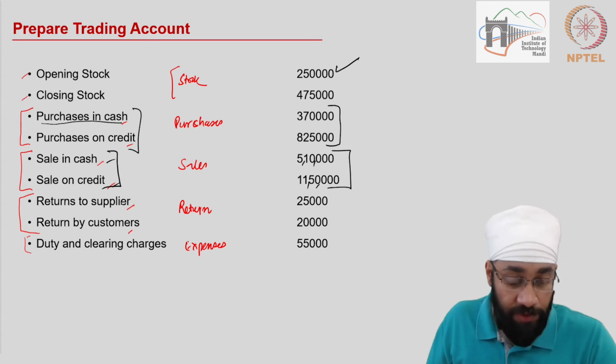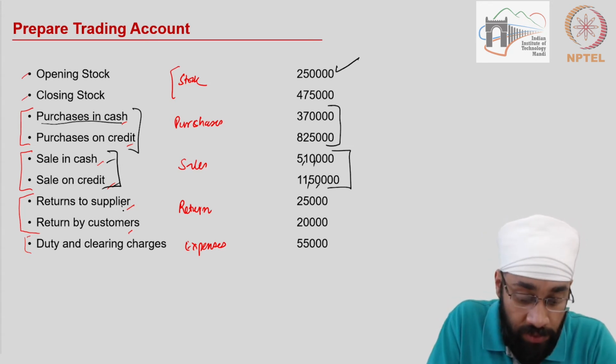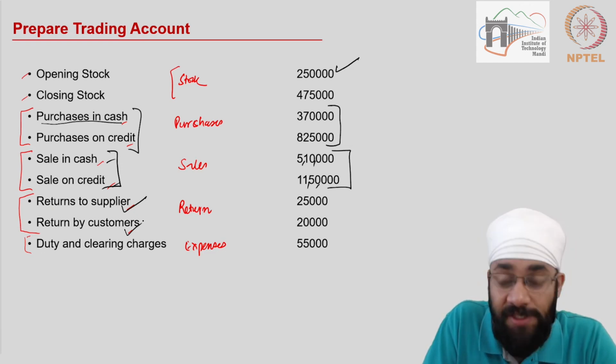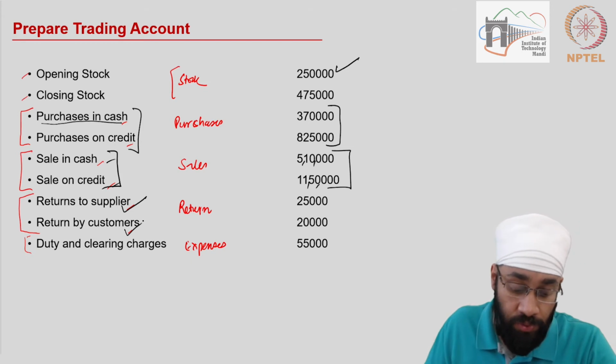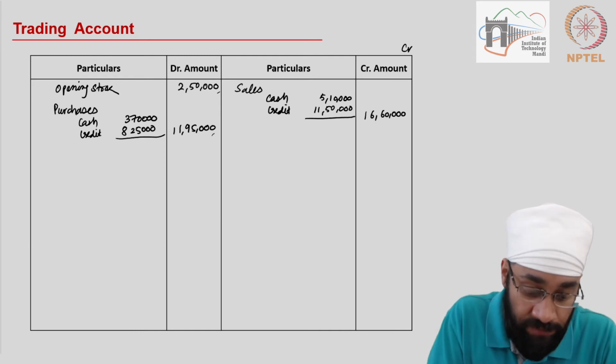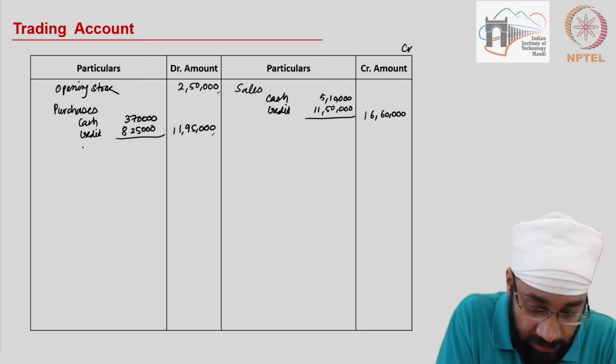Okay, we did not adjust for return. So you purchased some items, but you then returned some items to the vendor. Similarly, your customers also returned some items to you. So we have to make an adjustment for that as well. So how we going to do that is as follows. So I'm just going to write here returns.